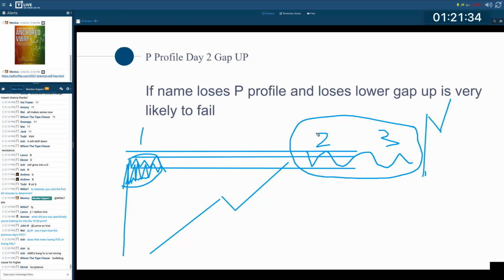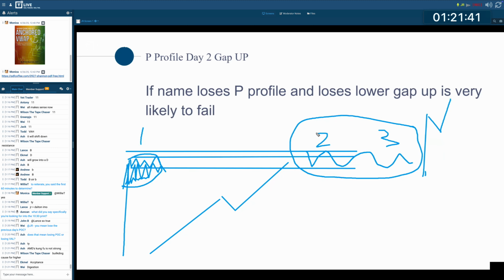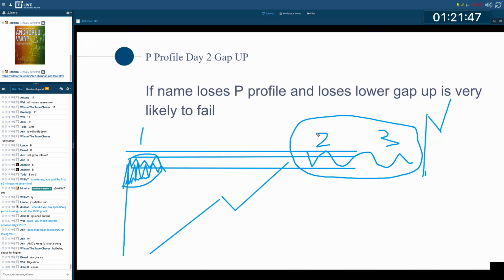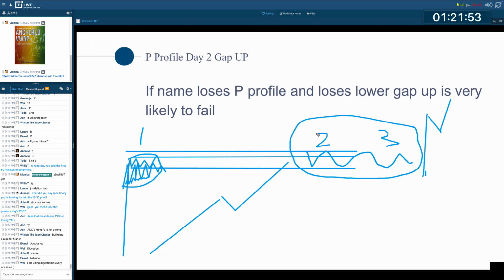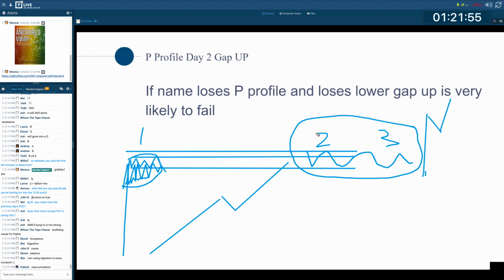It's not strong right now, Ash, but acceptance. That is certainly digestion. Those are ancillary things that are happening. A cause is being built for sure. The order flow term I'm looking for is reaccumulation.